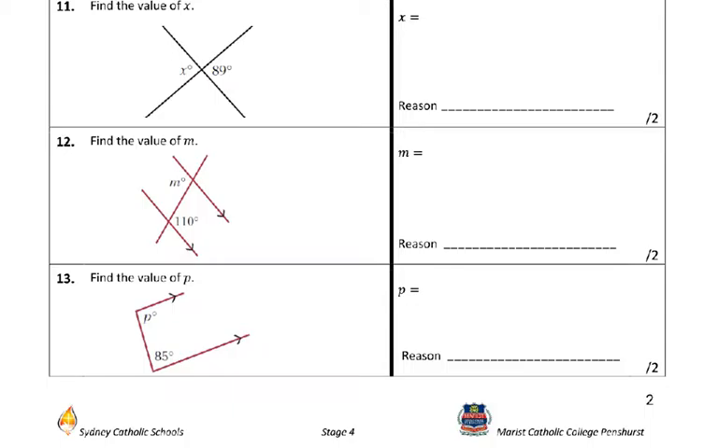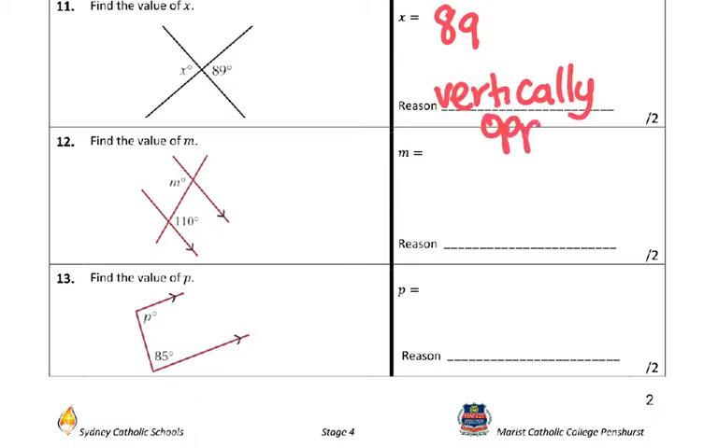The 89 degrees is equal to x because they are vertically opposite angles. And they are found every time you've got a cross, the angles that are directly opposite each other are always equal. In this next case, we have the corners of the Z shape give us alternate angles.